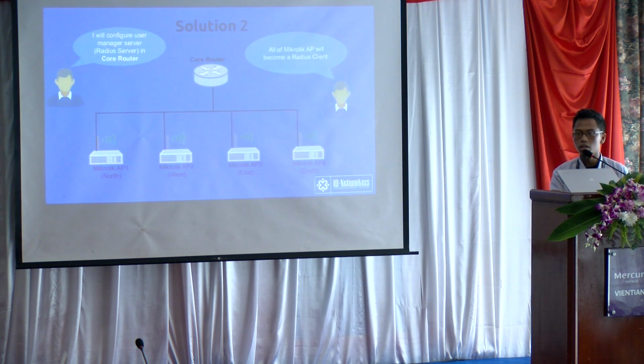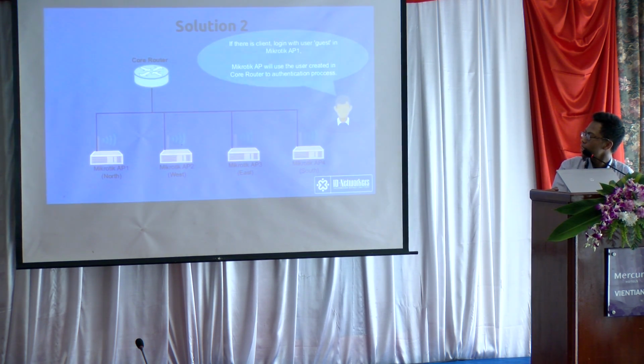We will configure a core router as the RADIUS server or user manager server. And in all of the MikroTik access points, we just configure them as RADIUS clients or user manager clients. If a client logs in with the user guest in MikroTik access point 1, 2, 3, or 4, the MikroTik access point will use the user created in the core router for the authentication process. So the MikroTik access point never runs the authentication process. Who runs the authentication process? Just the user manager server.